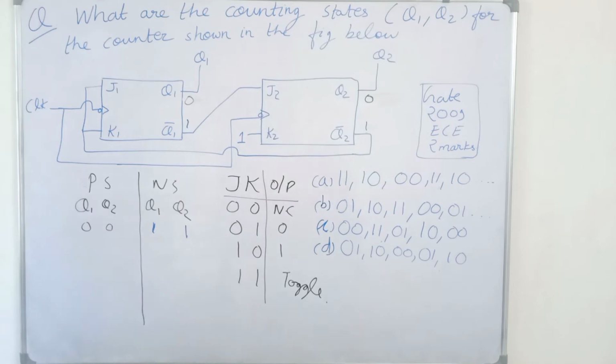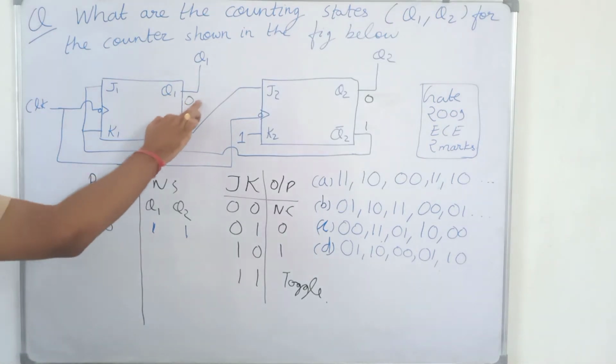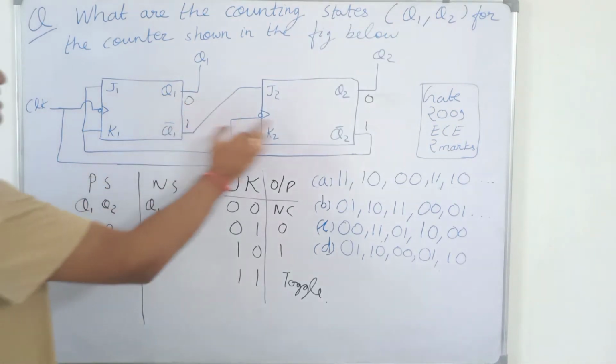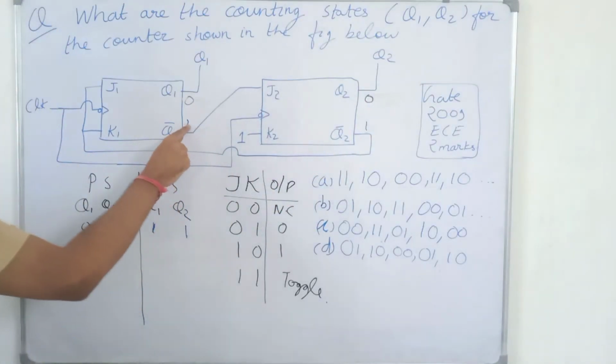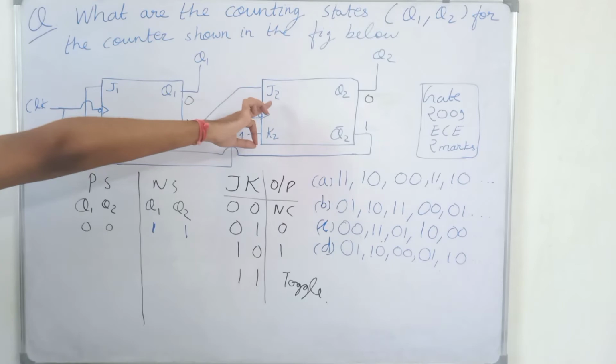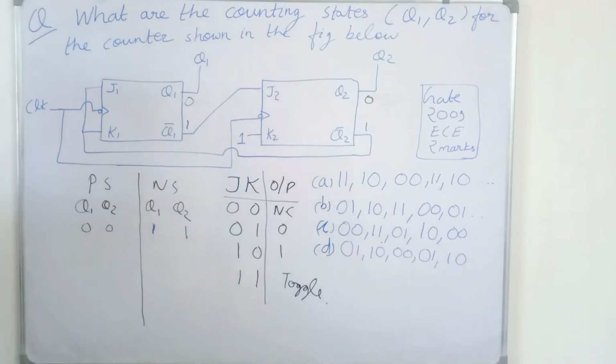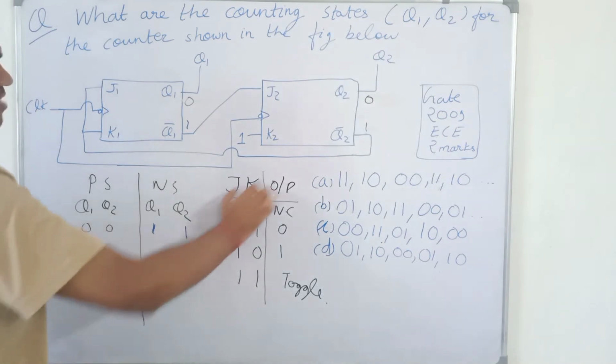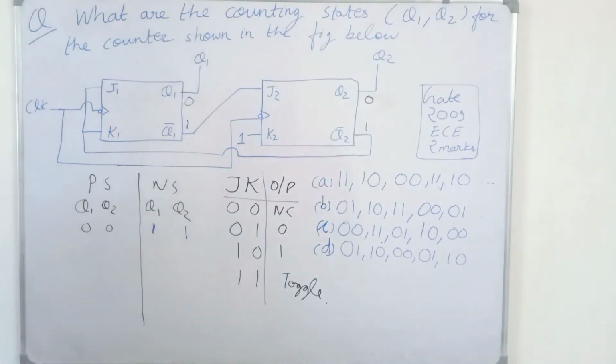So again you can see, present state is 0 0. So Q1 is 0 and Q2 is 0. So Q1 bar will be 1 and Q2 bar will be 1. J2 is connected to Q1 bar and K2 is always connected to 1, so next state will be toggle. So Q2 will toggle from 0 to 1. And Q2 bar was 1, so both J1 and K1 are 1. So when both J1 and K1 are 1 then again Q1 will toggle from 0 to 1.